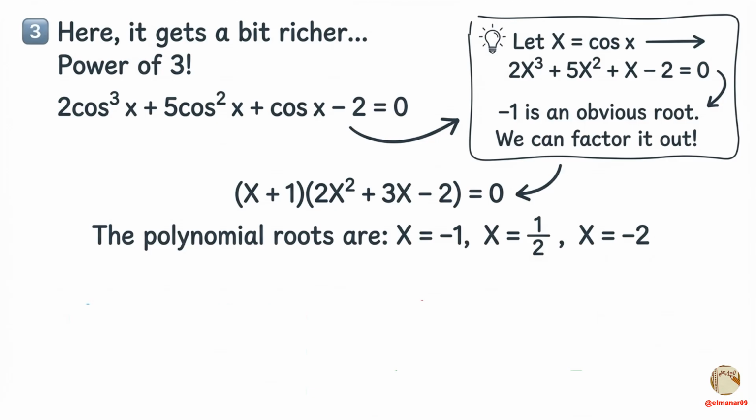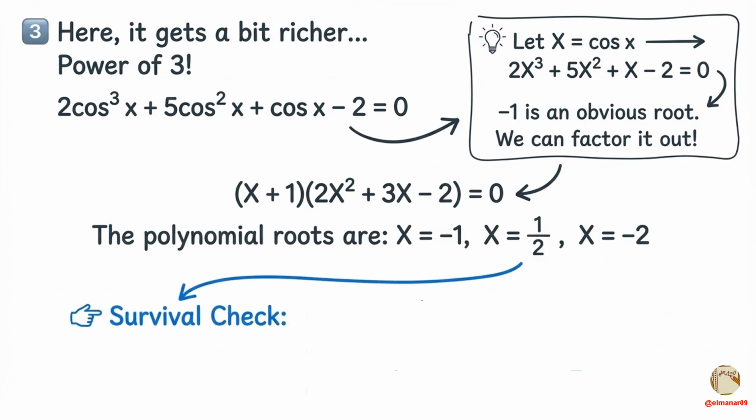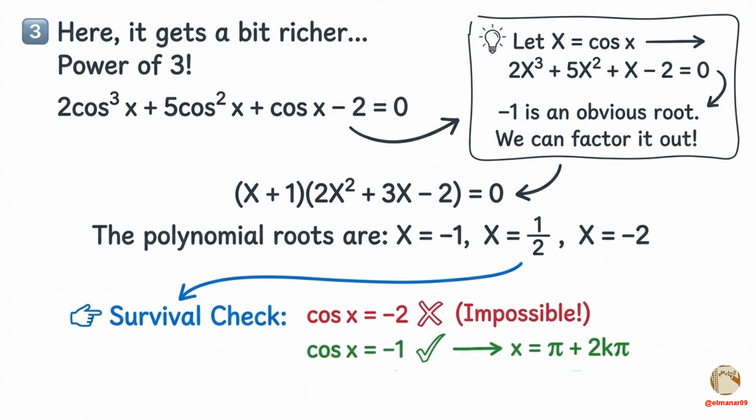But be careful, my dear students. Remember that our capital X is a cosine. And as you know, cosine is always between -1 and 1. That's why we boldly cross out X equals -2. It's impossible in the world of trigonometry. We're left with returning to our original variable, lowercase x. If cosine of x equals -1, then the solution is x equals pi plus 2k pi. If cosine of x equals 1/2, then we have two wonderful solutions, x equals pi over 3 plus 2k pi, or x equals -pi over 3 plus 2k pi.